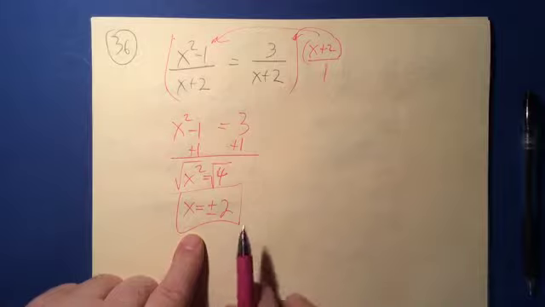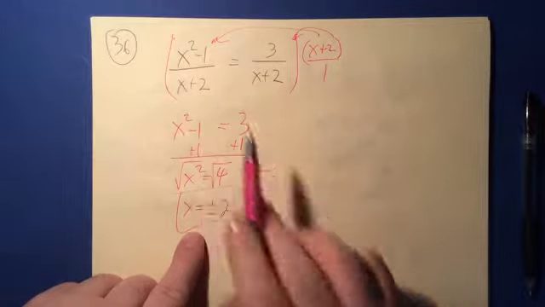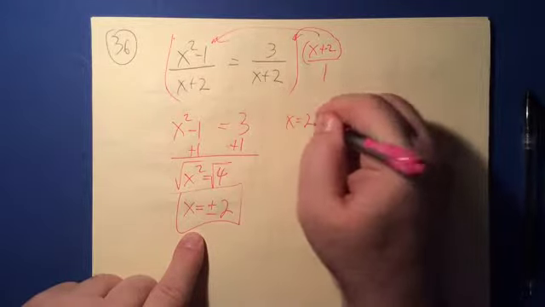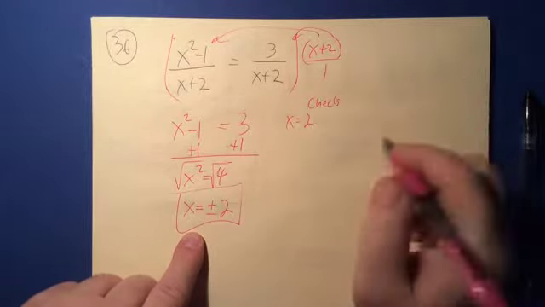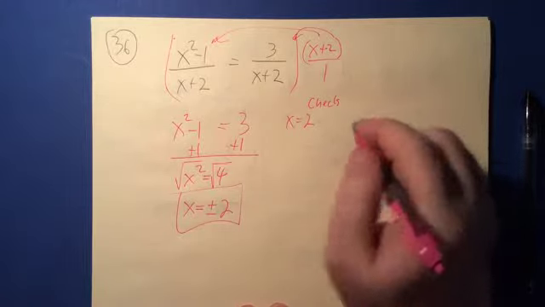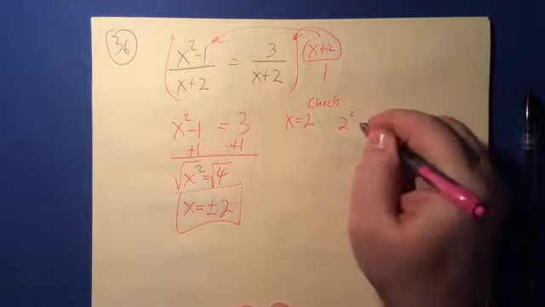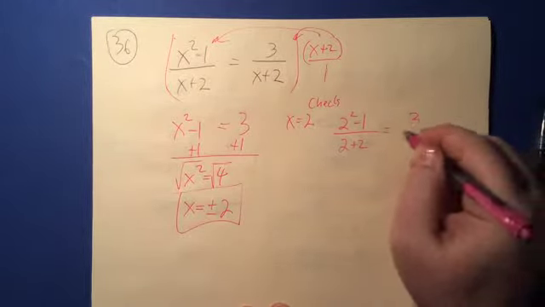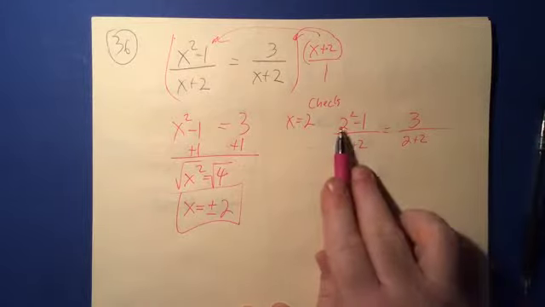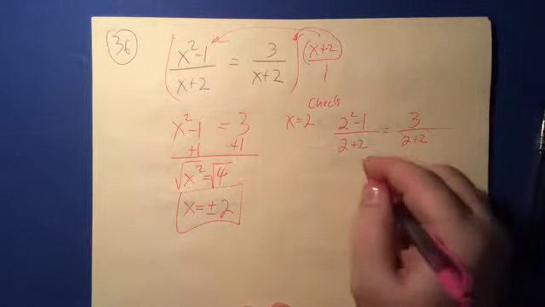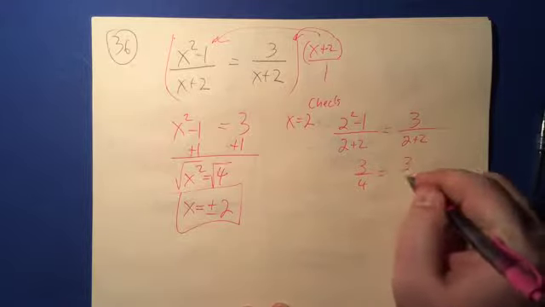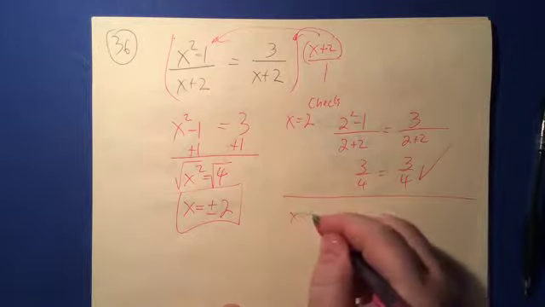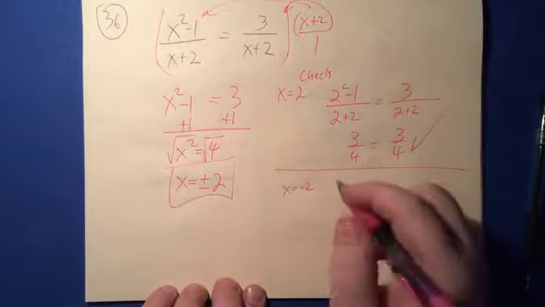So let's say, for example, I put the solution of 2 into this equation now. So let's go ahead and we're going to let x equals 2 for a check. We'll get, for this now, 2 squared minus 1 over 2 plus 2 equals 3 over 2 plus 2. Well, 2 squared minus 1, that's 3 over 4, equals 3 over 4. That's no problem. Let's try this for when x is equal to negative 2. And let's see what happens.